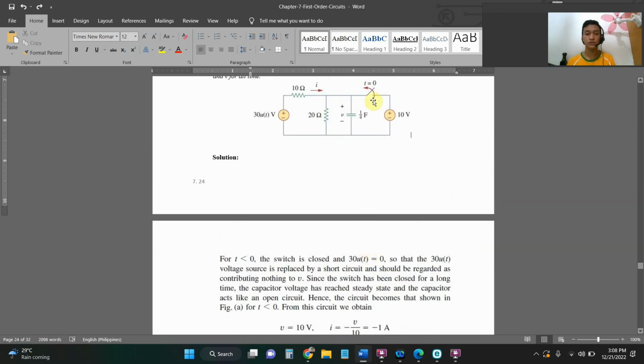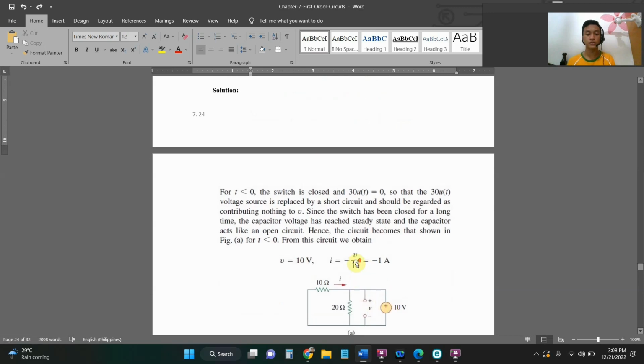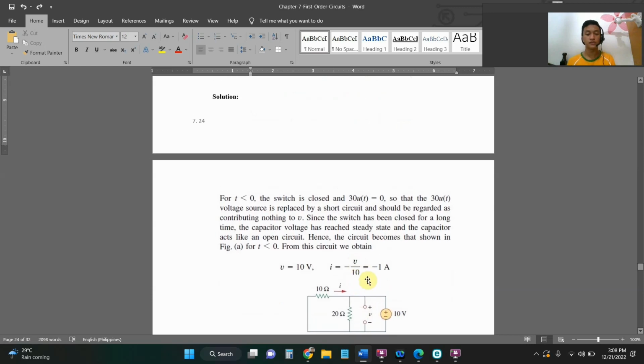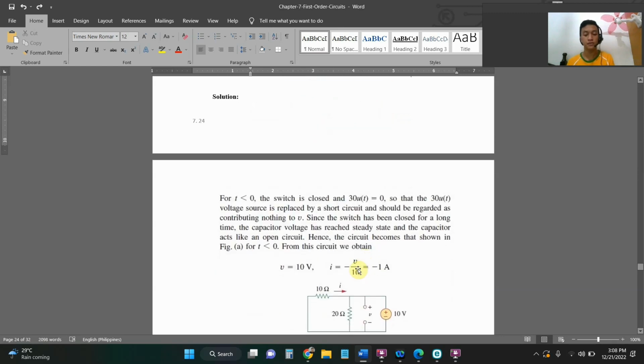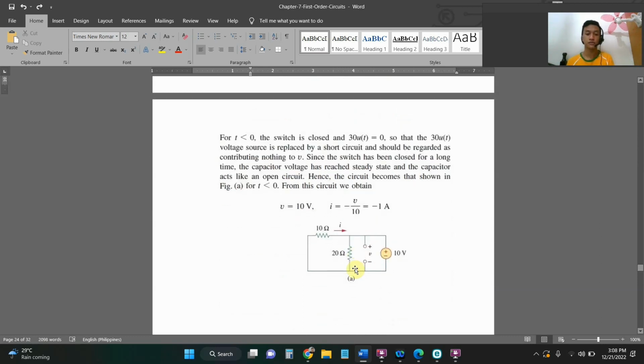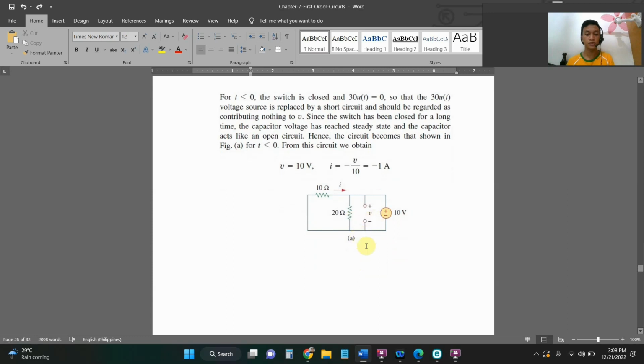For i, since we're solving for the current of R, we have the 10 volts and the resistance of 10. Since it is negative, the current is negative 1 ampere, okay? So that is one. This should be what it looks like.